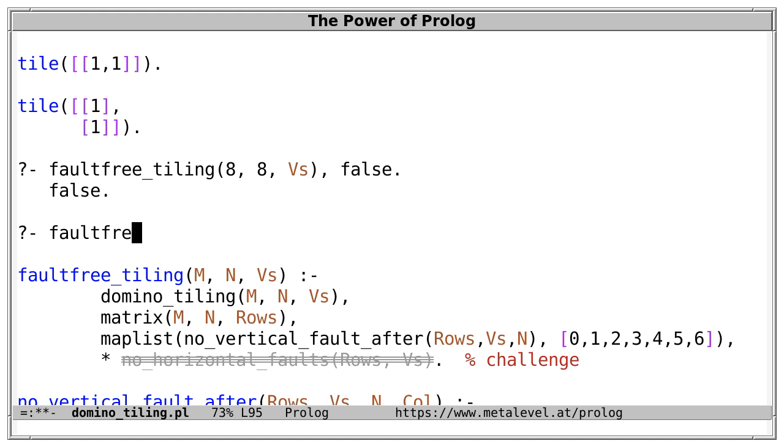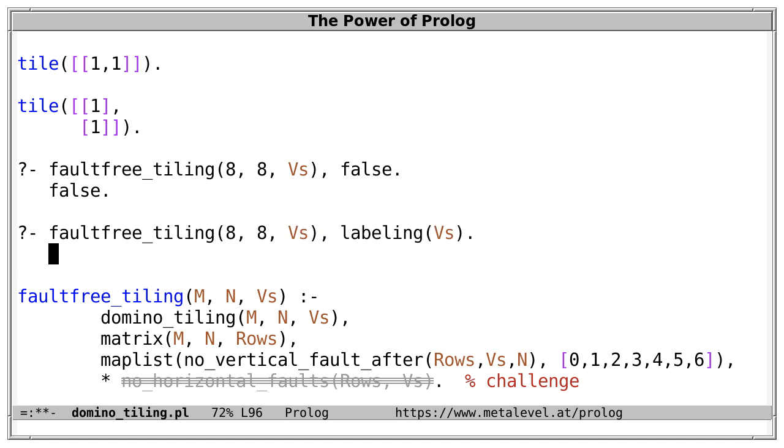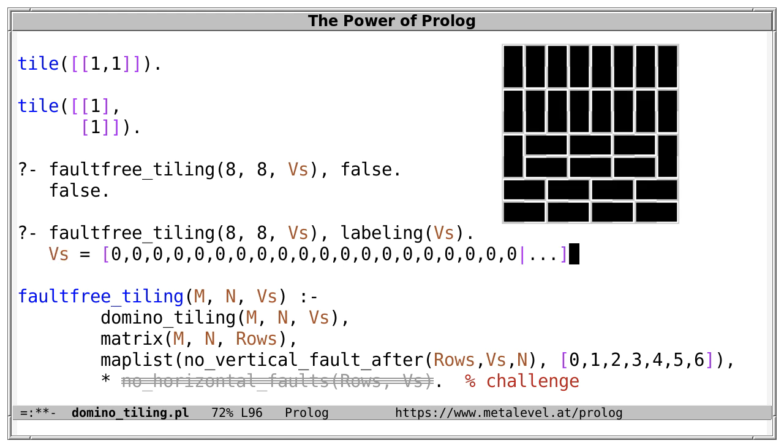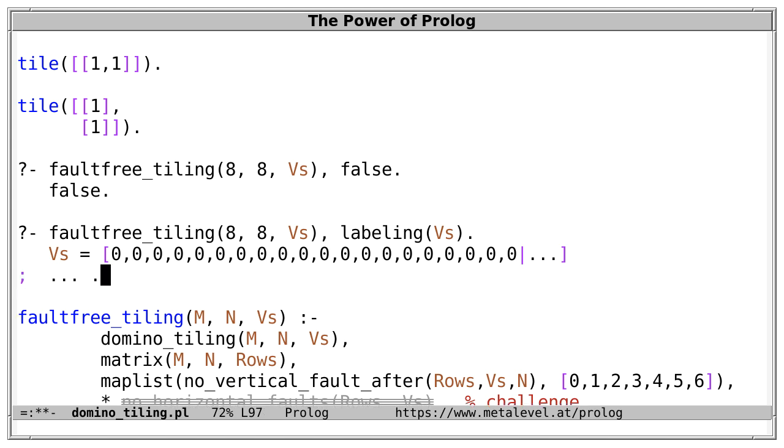What about a concrete solution using labeling? It also takes a while, and we get the solution. Of course, it's too general. That's not a fault-free tiling, because it has horizontal faults, but at least it doesn't have any vertical faults. And as mentioned, I leave finishing this as a challenge.